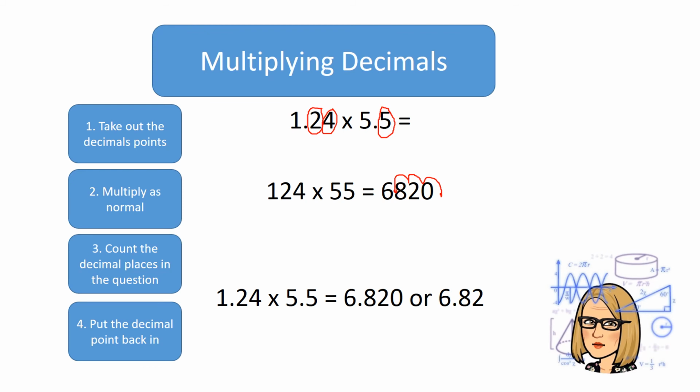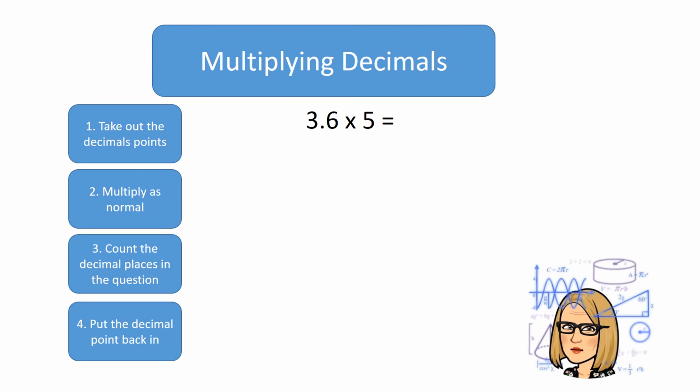Here's one for you to have a go at. Pause the video. So I've got 3.6 multiplied by 5. I'm going to take my decimal point out, and that gives me 36 multiplied by 5, which is 180.